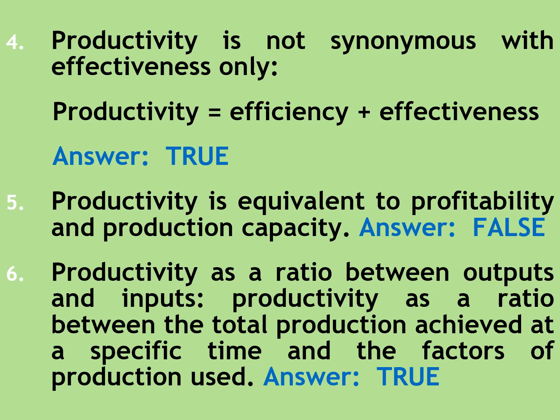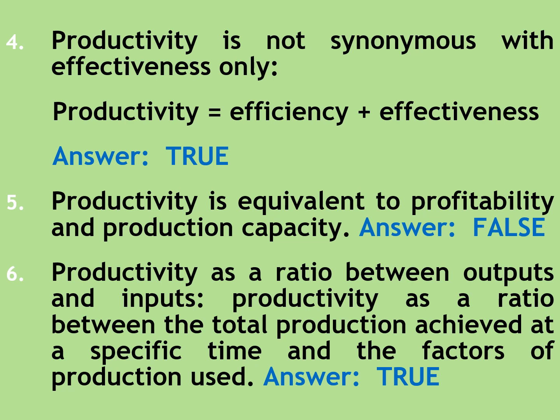Question number 4 says that productivity is not synonymous with effectiveness only; productivity equals efficiency plus effectiveness. The answer is true, because efficiency indicates the good use of available resources, or doing things right. But effectiveness is the extent to which goals are achieved, or doing the right thing. So productivity is not synonymous with effectiveness only; it is both effectiveness and efficiency.